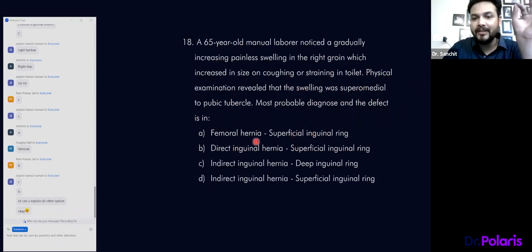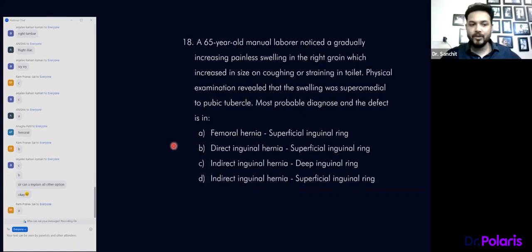Is this a femoral hernia where the superficial inguinal ring is defective? Is this a direct inguinal hernia where the superficial inguinal ring is affected? Is this an indirect inguinal hernia where the deep inguinal ring is affected? Or is this an indirect inguinal hernia where the superficial inguinal ring is affected? All sorts of confusion. This is a confusing question, but here I will tell you one trick. Ram Pranav has already told it is femoral hernia to superficial inguinal ring.